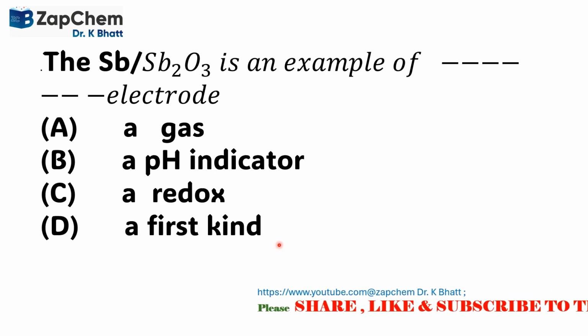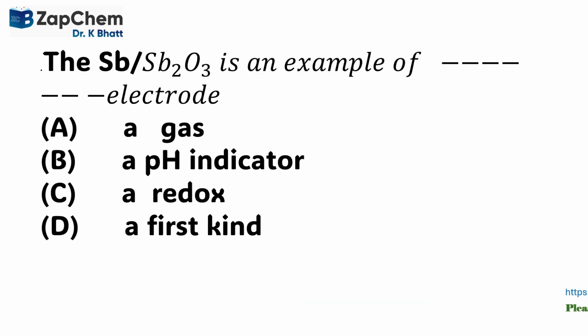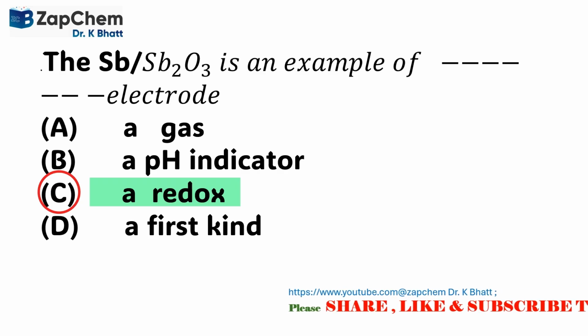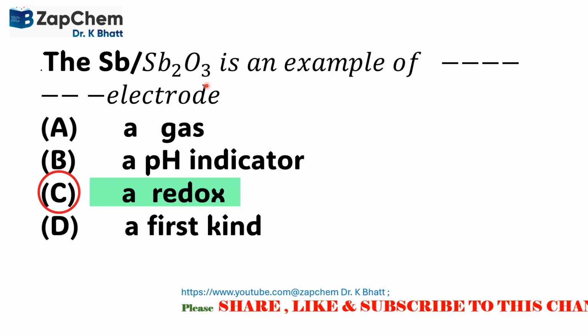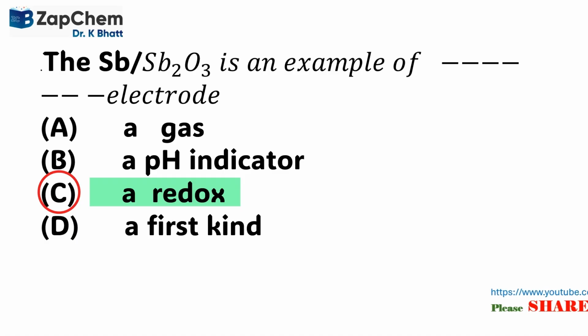So this needs a little consideration, where we can very easily find out that it is a redox electrode. SB203 is an example of a redox electrode. Why? The explanation is here.